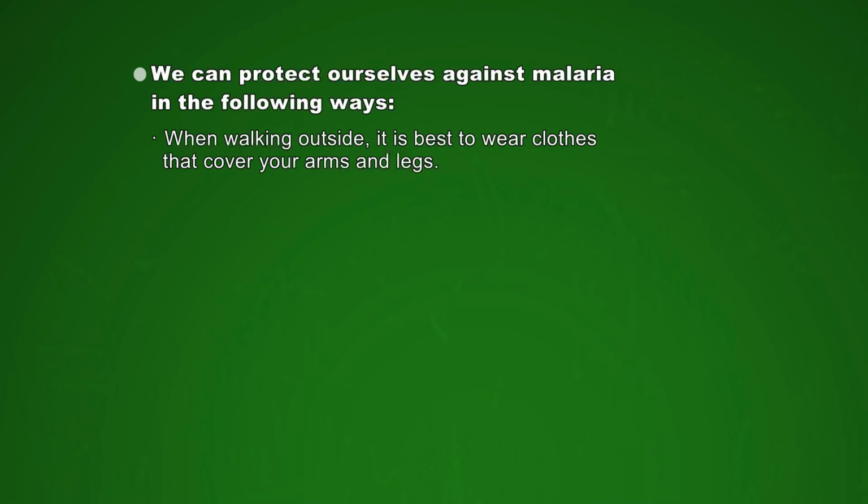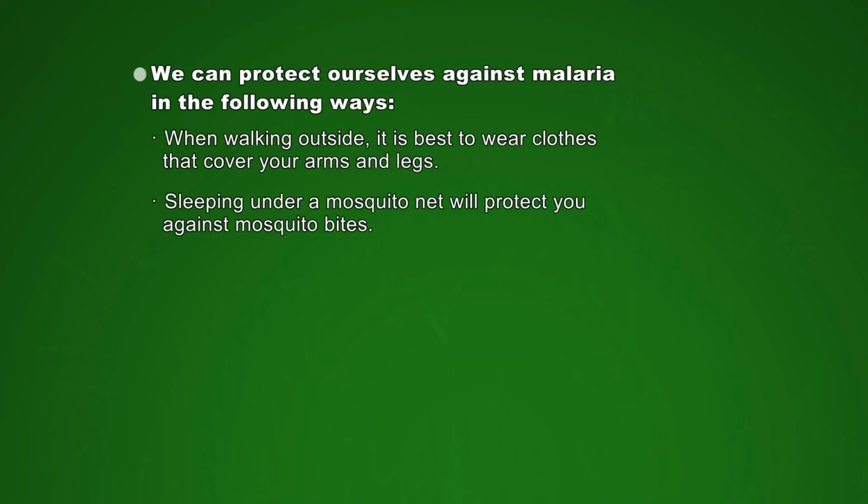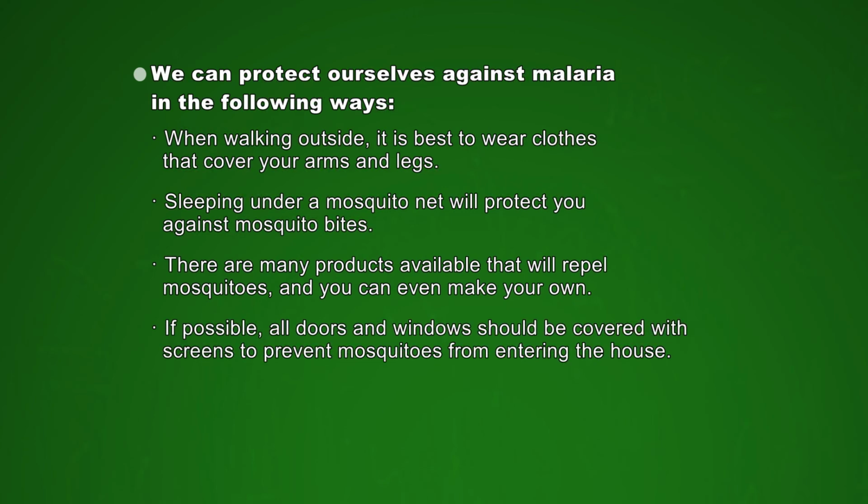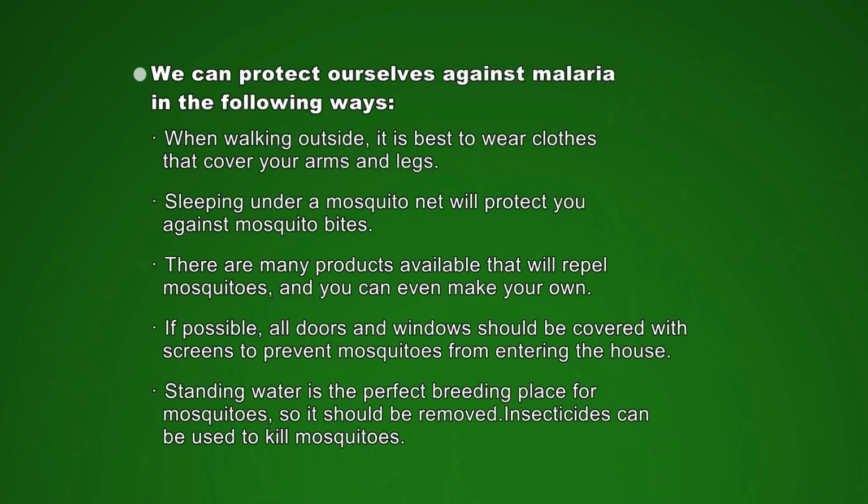When walking outside, it is best to wear clothes that cover your arms and legs. Sleeping under a mosquito net will protect you against mosquito bites. There are many products available that will repel mosquitoes, and you can even make your own. If possible, all doors and windows should be covered with screens to prevent mosquitoes from entering the house. Standing water is the perfect breeding place for mosquitoes, so it should be removed. Insecticides can be used to kill mosquitoes.